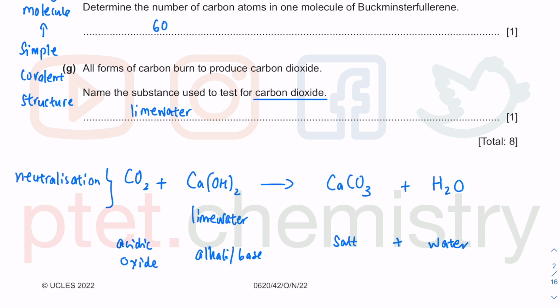Lime water turns milky because all the group 2 carbonates are insoluble in water, and that is why your initially soluble solution, lime water, a saturated solution of calcium hydroxide, will turn milky and cloudy as a precipitate comes out. That's it for that first question.